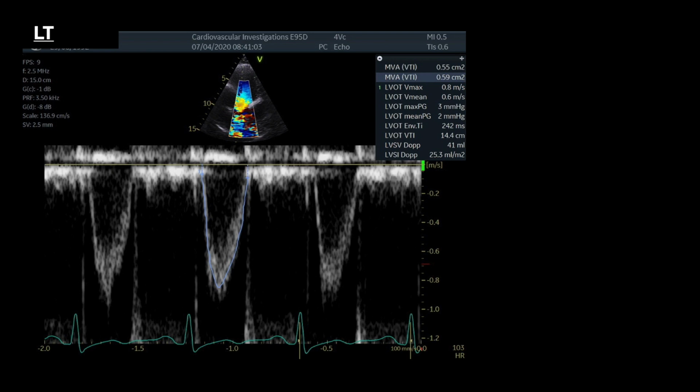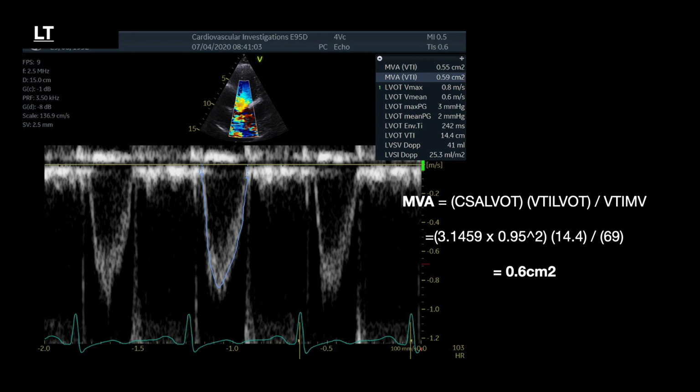And the machine has calculated a mitral valve area using the continuity equation. It's calculated a mitral valve area of 0.59 centimeters squared, which is very small. It's far less than 1, so that would be severe. And if you plug the values in, just as an example, that's what it looks like, so 0.6 with a bit of rounding is the same as 0.59.